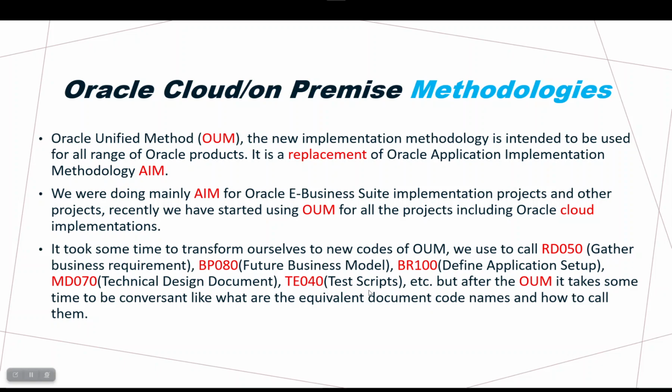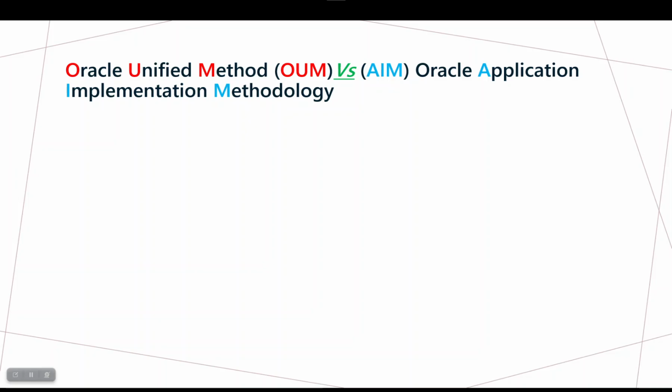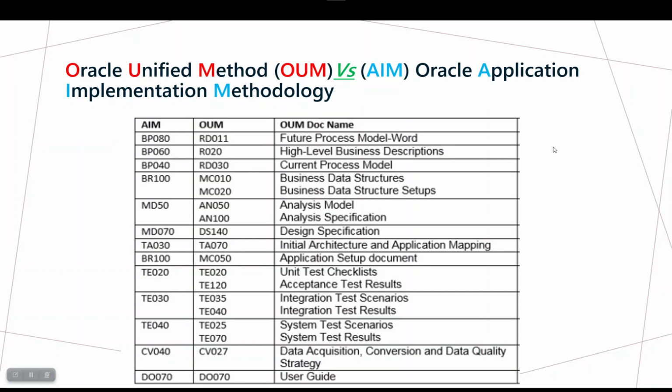TE40 is the test script document. But after OUM, it takes some time to become conversant, like what the equivalent document code names are and how to call them. So the difference is the document name code. For example, here it's BR100, maybe for OUM it is AT100 and so on. So here is Oracle Unified Method OUM versus AIM. This is a sample difference.